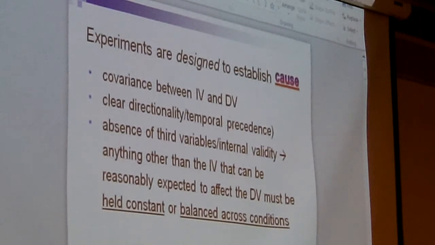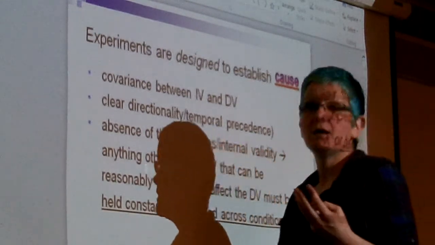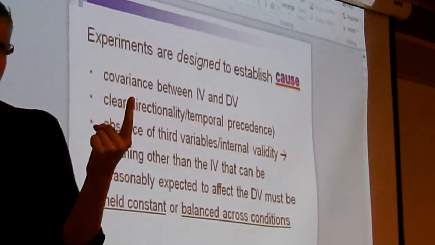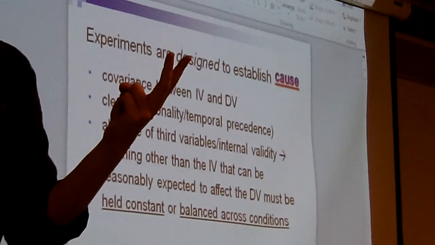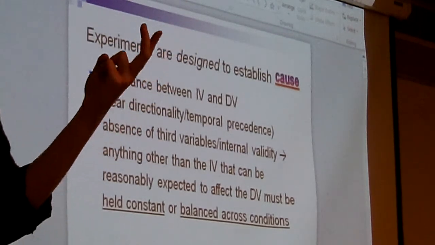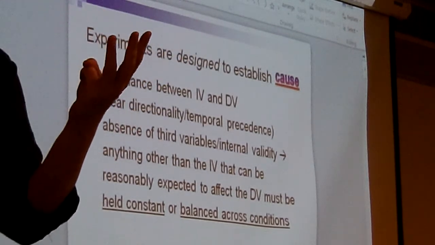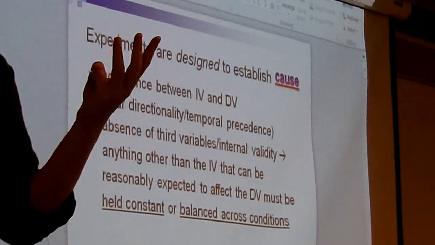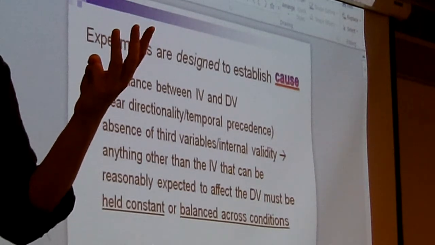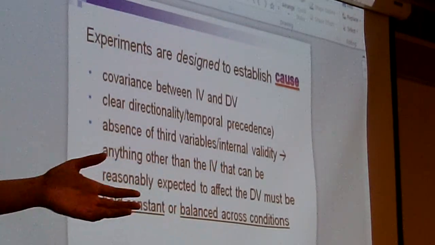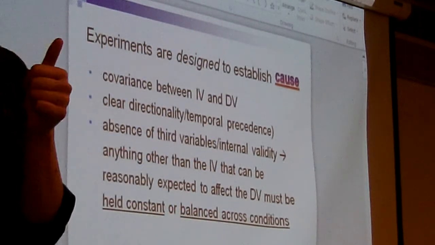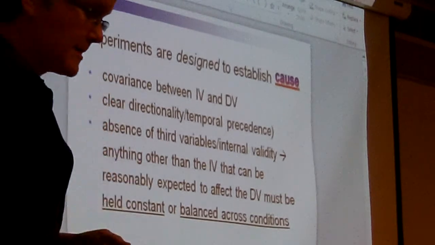So again, three ways that you can control a variable. You can either turn it into an IV and manipulate it. You can turn it into a constant and control it that way. Or you can balance it across the conditions so that the impact of the variation is evenly distributed across all the different groups. Does anybody have any questions about that? Make sense? Okay.